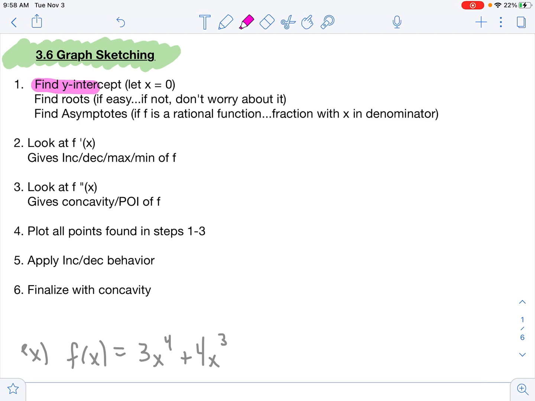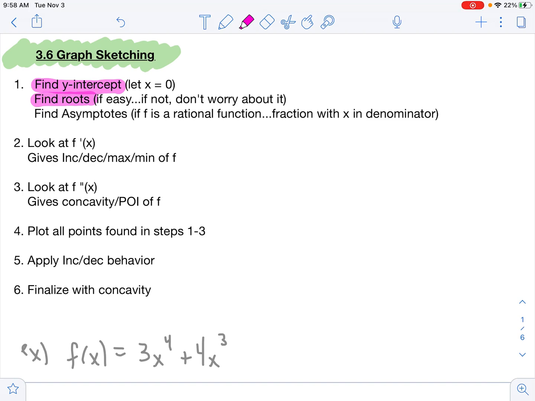First thing I do is I try to find the y-intercept and the roots, okay? So to find the y-intercept, you let x equal 0. Pretty easy. You can see where the thing's going to cross the y-axis. For the roots, we set the entire equation equal to 0, and I'll solve for these if they seem easy enough to do. If it seems like it's going to be really, really difficult, I typically don't worry too much about them, okay? But the more points we have, the better the graph is going to look.